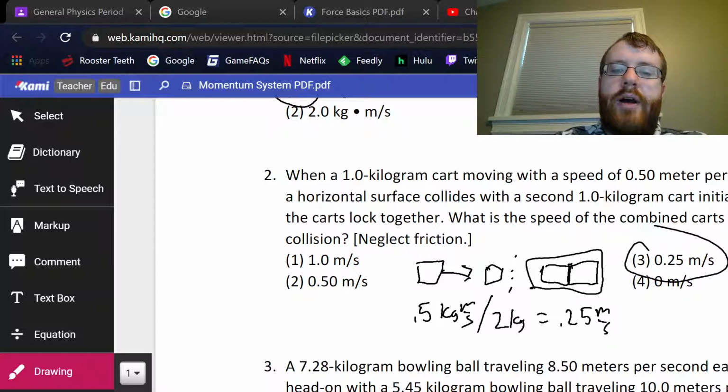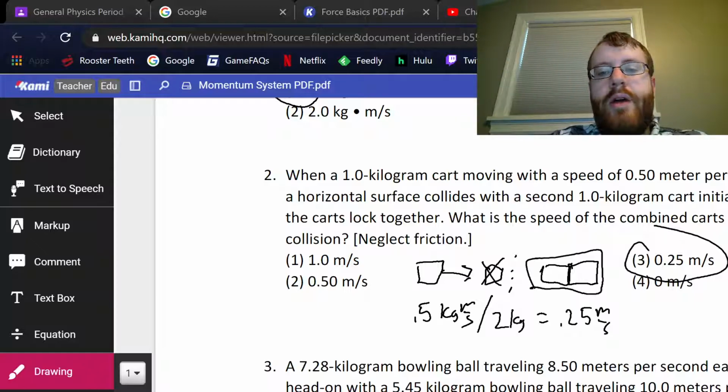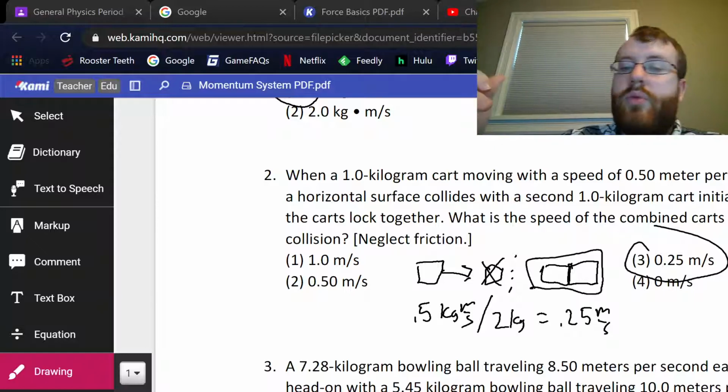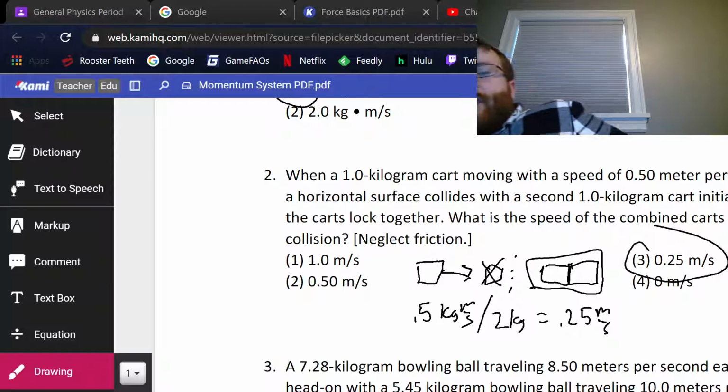So again, I have my momentum before is 0.5 because this has no momentum and this has the mass of 1 and the speed of 0.5. My momentum after is mass times velocity. My mass is 2 kilograms because the two objects are now combined, times the speed that I'm looking for. So I just need to divide that by the momentum. So 0.5 divided by 2 is equal to that 0.25.